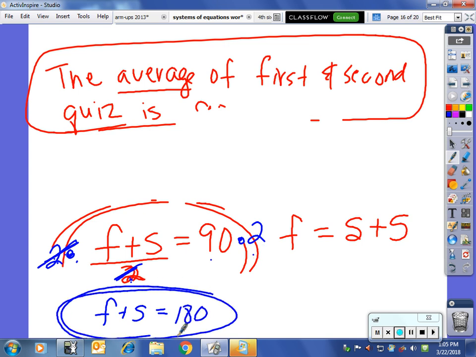Which would make sense if your average was 90 on 2 tests. That means you'd have 180 total points. Because what's 180 points divided by 2 quizzes? 90. That's a 90 average right there. So now f plus s equals 180. We just modified the way the equation looks so we can actually use it.